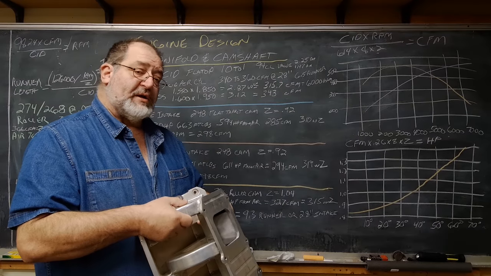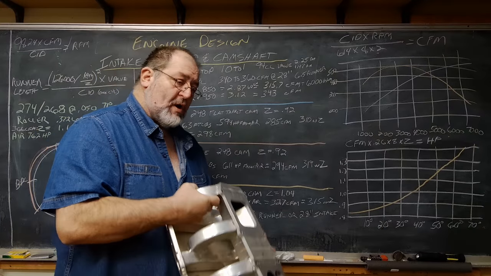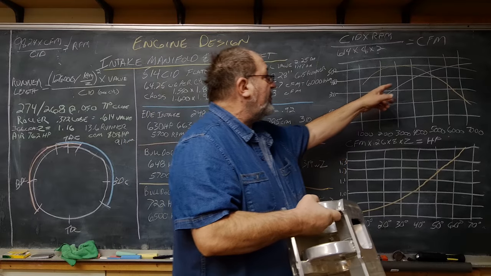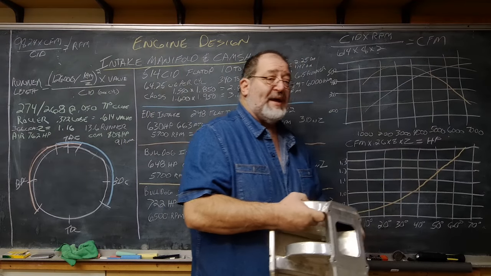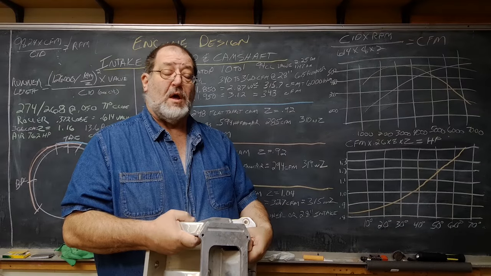I wouldn't really know without testing it. But this runner length is long. This comes out with the runner length in the head of about 22 inches. So this thing is going to be tuned a lot lower RPM, and that could restrict us, because airspeed has a limit.